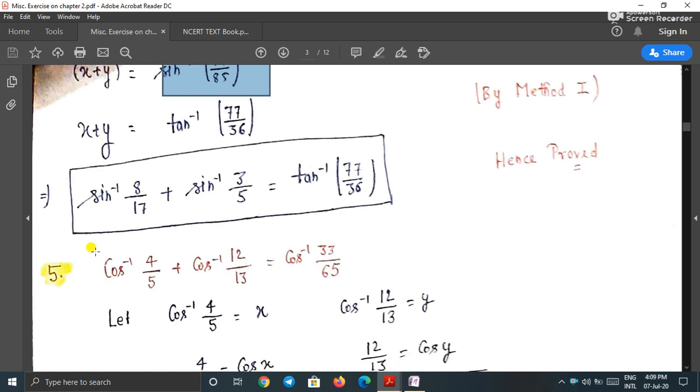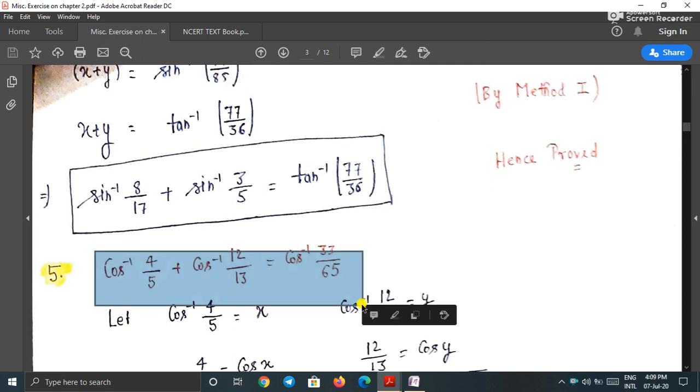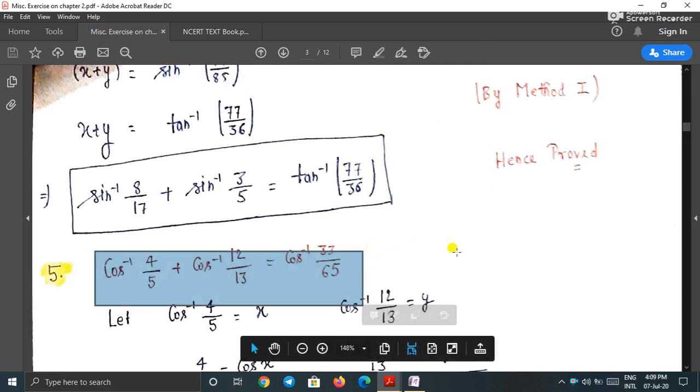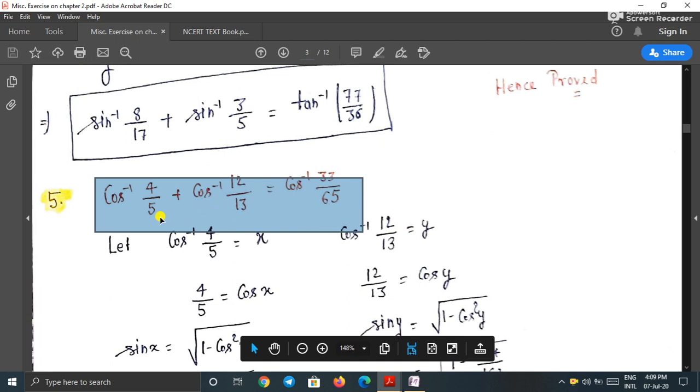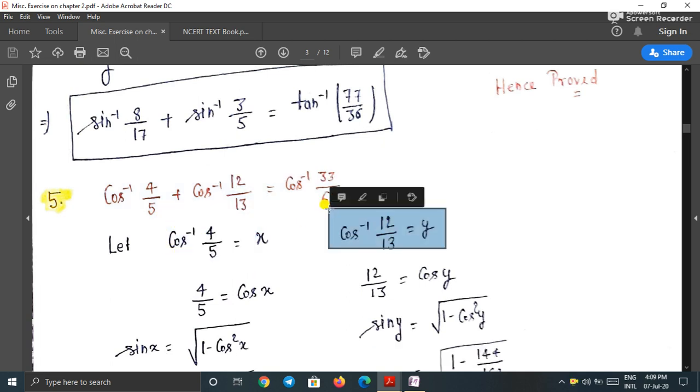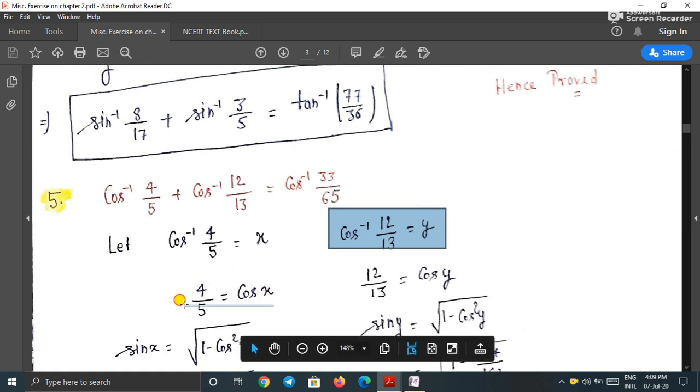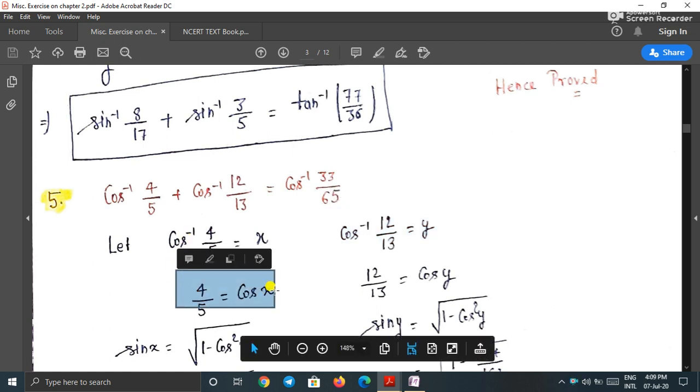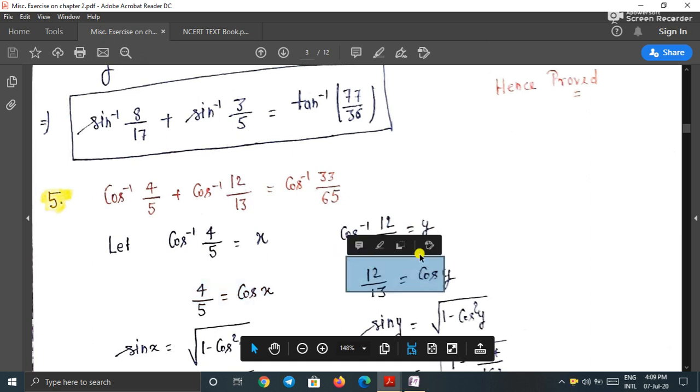Now see the next problem. Cos inverse 4 upon 5 plus cos inverse 12 upon 13. Again there are two methods of solving this question. Let us suppose that cos inverse 4 upon 5 is equal to x, cos inverse 12 upon 13 is equal to y. So by the property of inverse function, 4 upon 5 is equal to cos x, 12 upon 13 is equal to cos y.